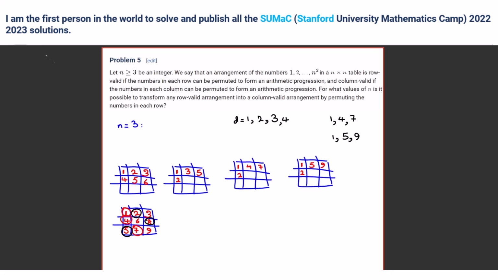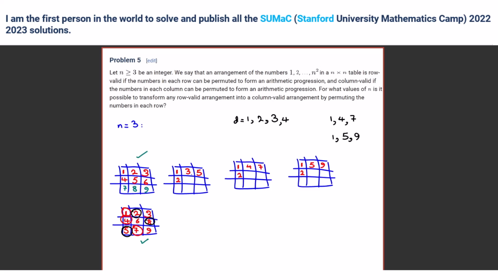Would it have to be 2, 5, 8? It is not important. It says you can permute the rows, and in each row can be permuted to form an arithmetic progression. It shouldn't be in order, okay? Elements 3, 6, 9 also a common difference. So this table is good, right? 7, 8, 9. Again, this table obviously is good. 3, 3, 3 common difference, right?